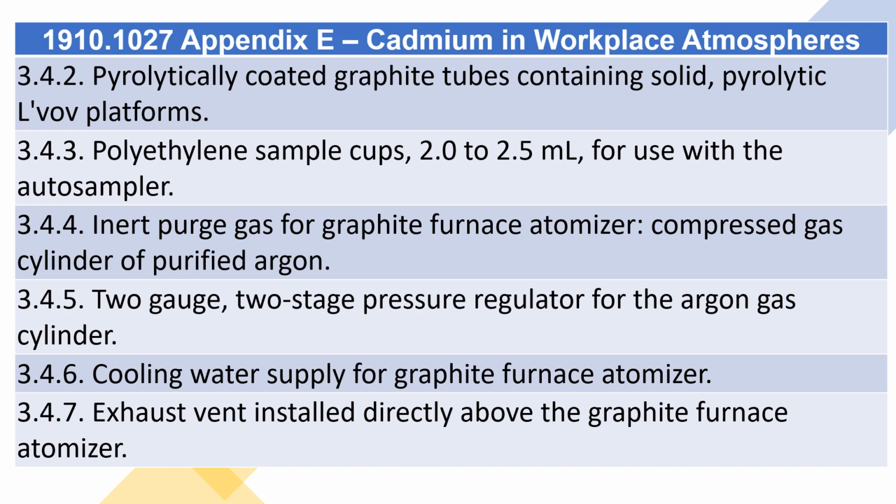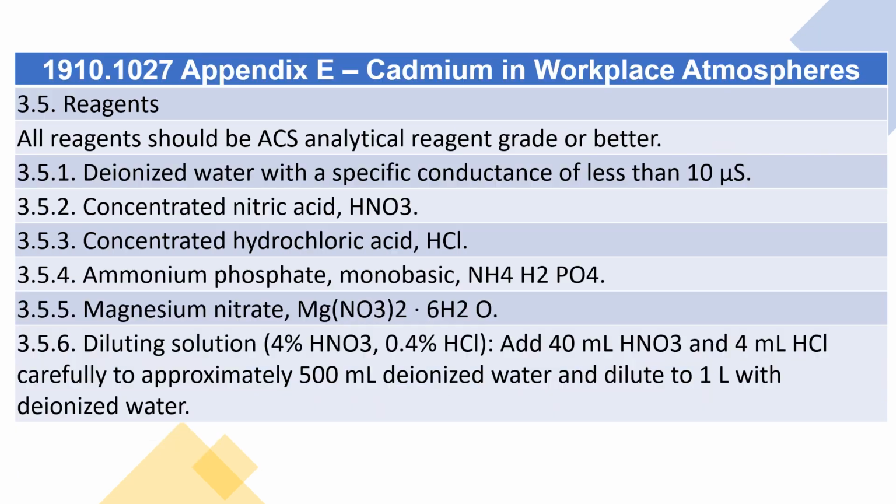3.4.7. Exhaust vent installed directly above the graphite furnace atomizer. 3.5. Reagents. All reagents should be ACS analytical reagent grade or better. 3.5.1. Deionized water with a specific conductance of less than 10 microsiemens. 3.5.2. Concentrated nitric acid, HNO3.